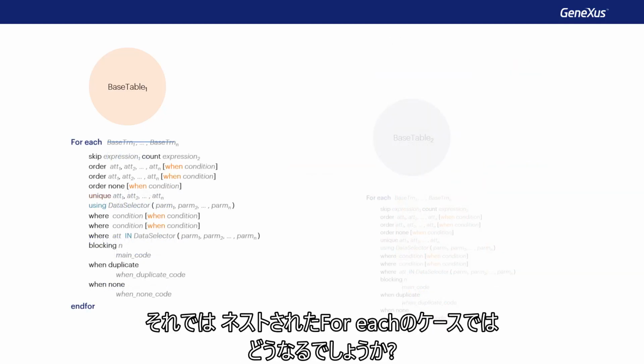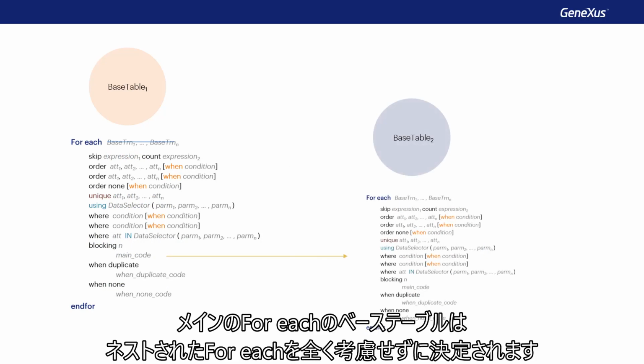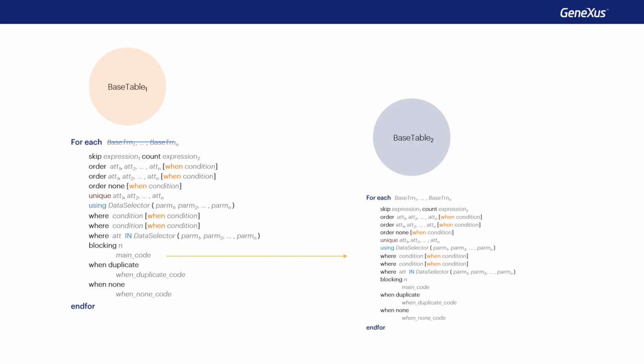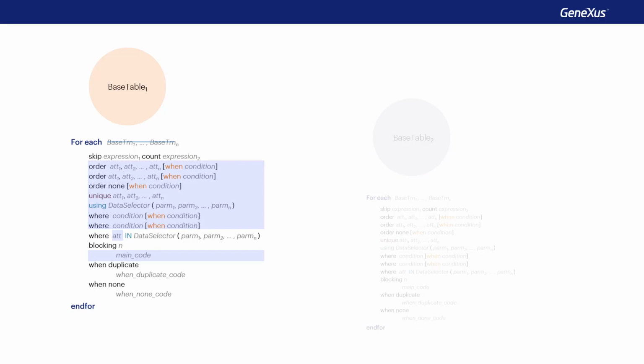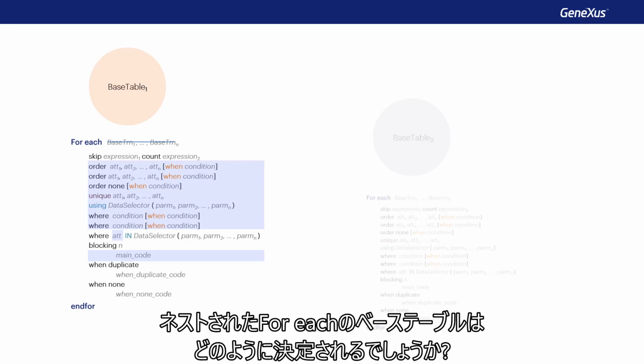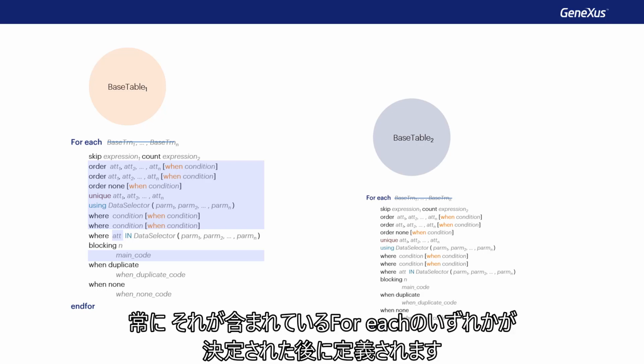Now, what happens in the case of a nested for each? The base table of the main for each is determined without taking the nested for each into account at all. That is to say, as if it didn't exist in the main code. How is the base table of the nested for each determined? It's always defined after determining the one of the for each that contains it.